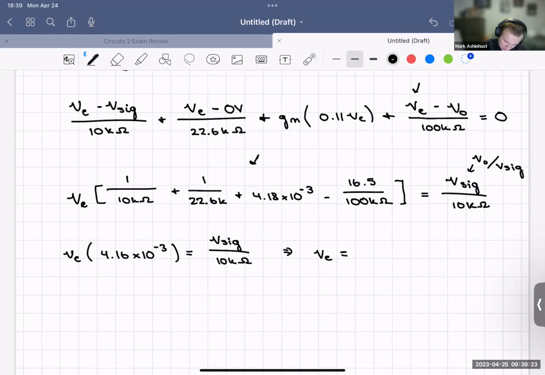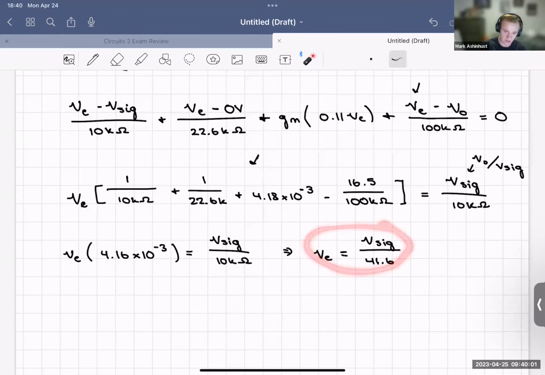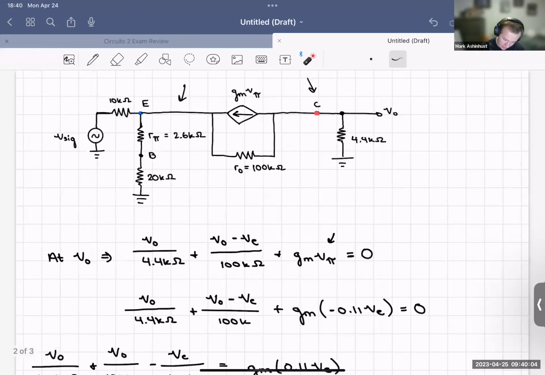So we'll get VE is equal to multiplying the 4.16, we have the 10K on the bottom. We'll end up getting V sig over 41.6. You could just do it and get something out into the numerator. The denominator works either way, as long as you have something equivalent. You could have 1 over 41.6, whatever value that is, times V sig. That's the same thing. Using this equation, though, we have an equation for VE here.